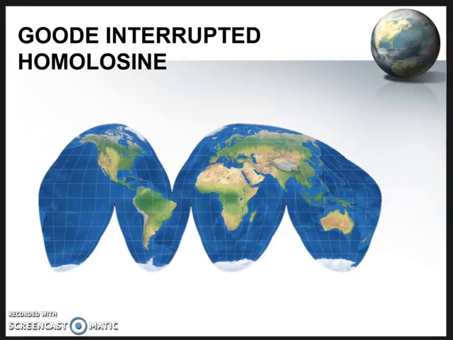Here we have Goode's interrupted Homolosine. Goode's Homolosine map projection is designed to minimize distortion for the entire world. It is an interrupted pseudo-cylindrical equal area projection. And it was developed by John Paul Goode in 1925.